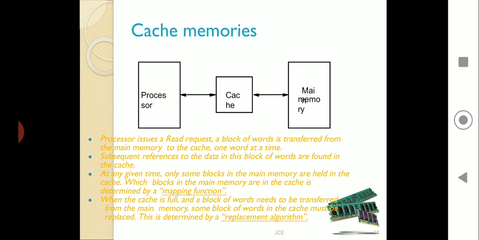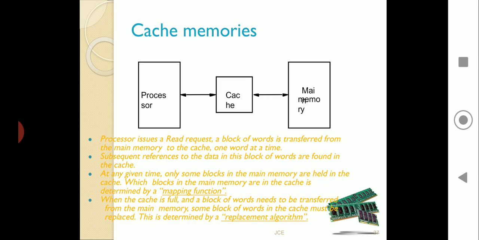Then later what will happen? Whatever the program references have been done in the locations, those contents can be read directly from the cache instead of going to the main memory. That means you already brought the data to your cache. So instead of going to main memory every time, what you will do? You will just fetch the data from the cache and you will start to read.